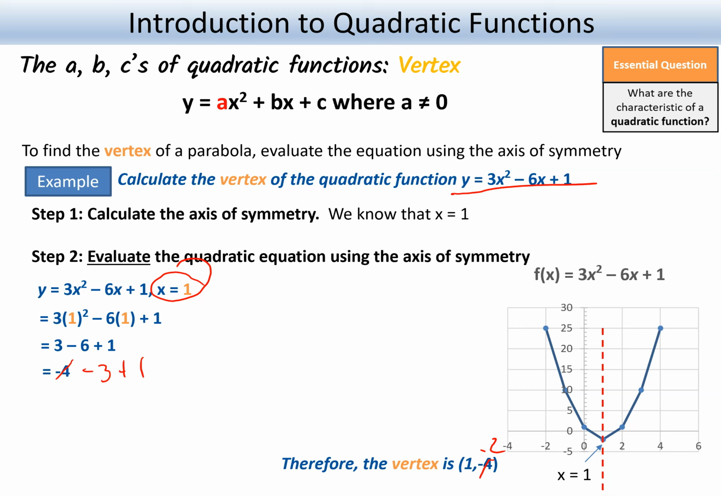Okay, so we're going to stop right there. We've talked about 3 characteristics: concave up, concave down, axis of symmetry, and vertex, and we'll wrap it up in the next video.